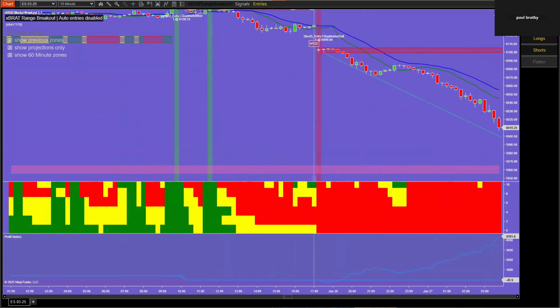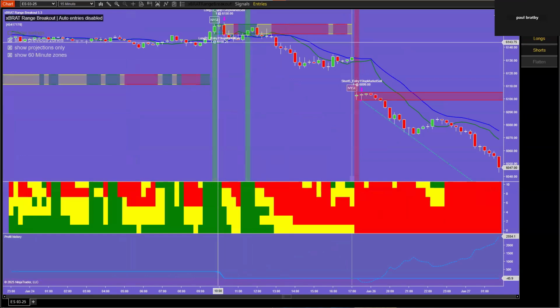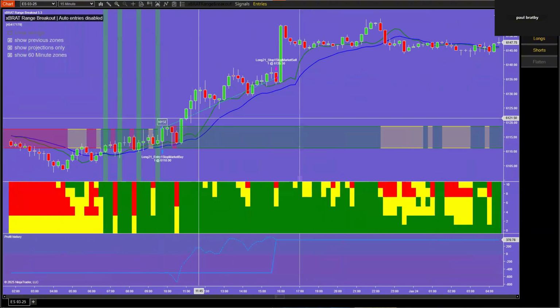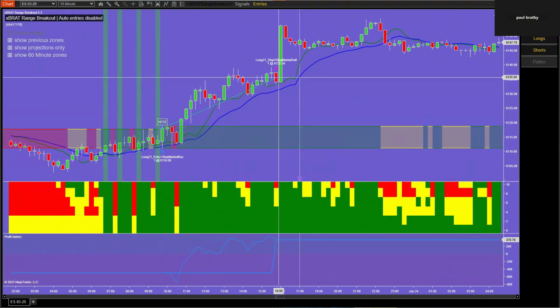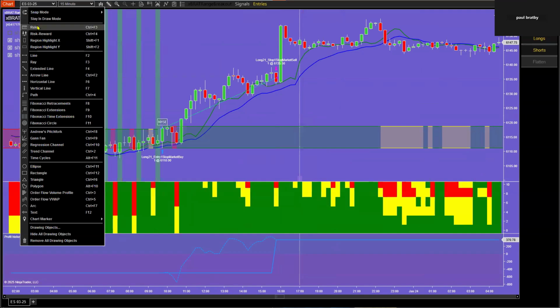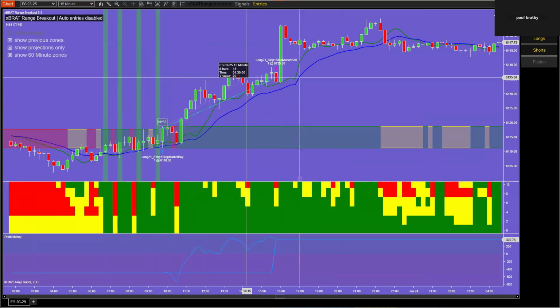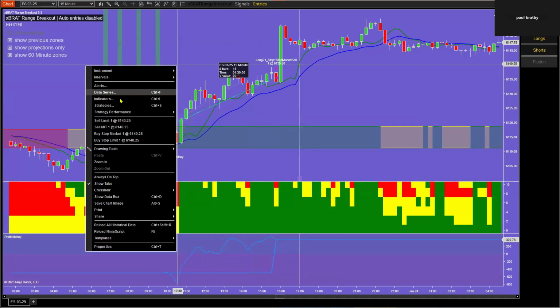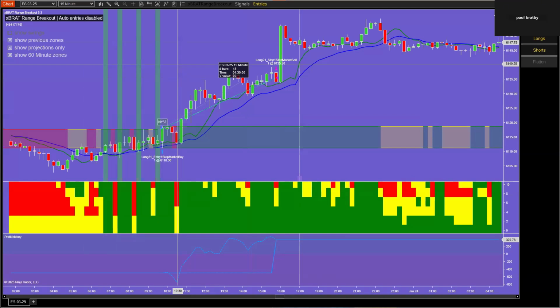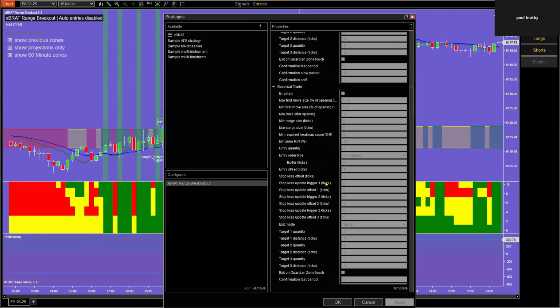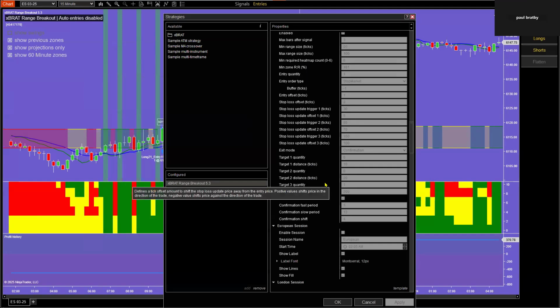Got a little loser here the day before. Nothing we could do there. Nice big winner here. See, this is a continuation trade that did very, very well. And this move was 70 ticks. So let's just go back to our settings for that confirmation and have a look at that. Our continuation trade.